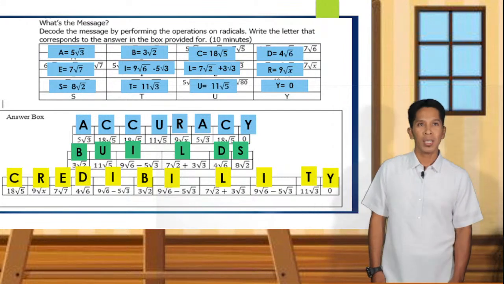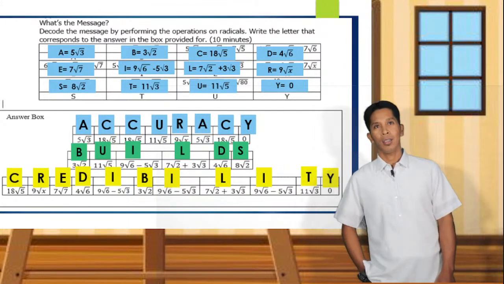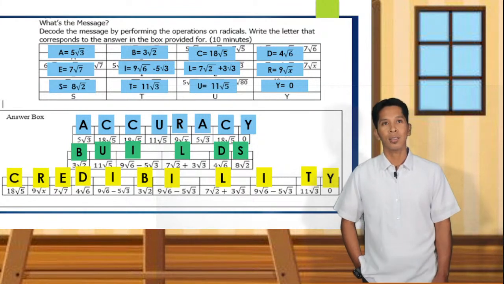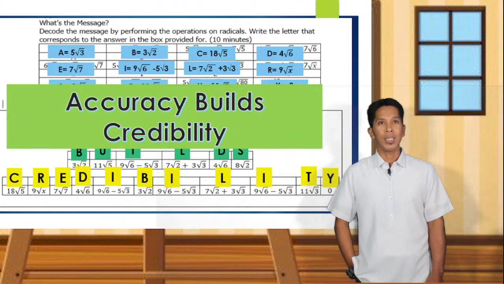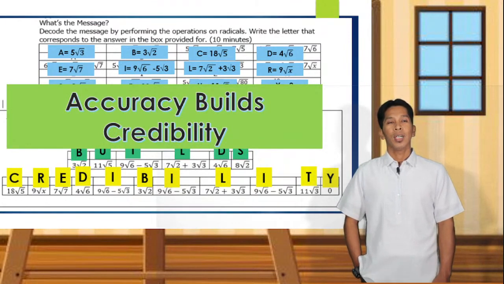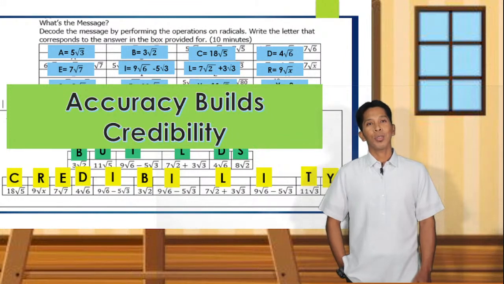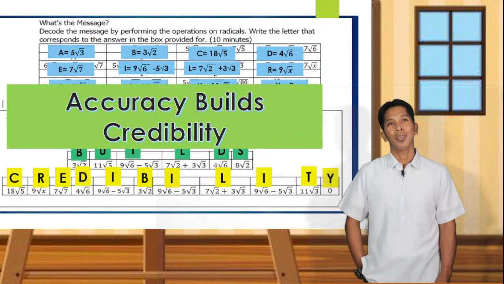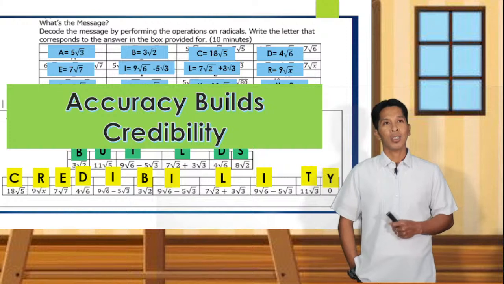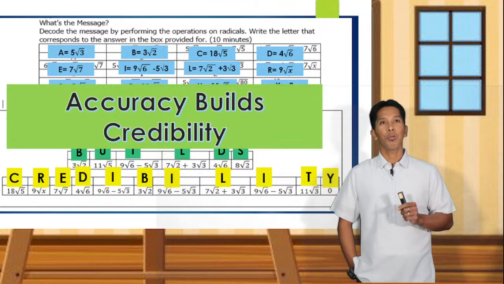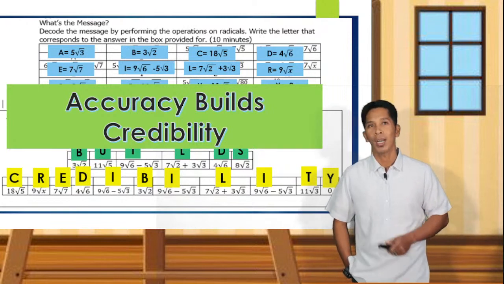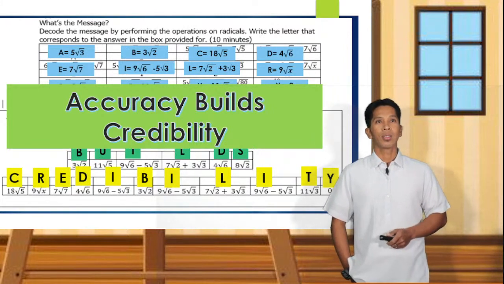So what is the message in the activity? So the message is we have accuracy builds credibility. You know what, my dear students? We need to give importance to our credibility. So, do not allow our credibility to be destroyed. Let me say, if you're going to do something, you need to do it with accuracy. If someone asks you to do something, you do it with accuracy and wholeheartedly. So remember, accuracy builds credibility.